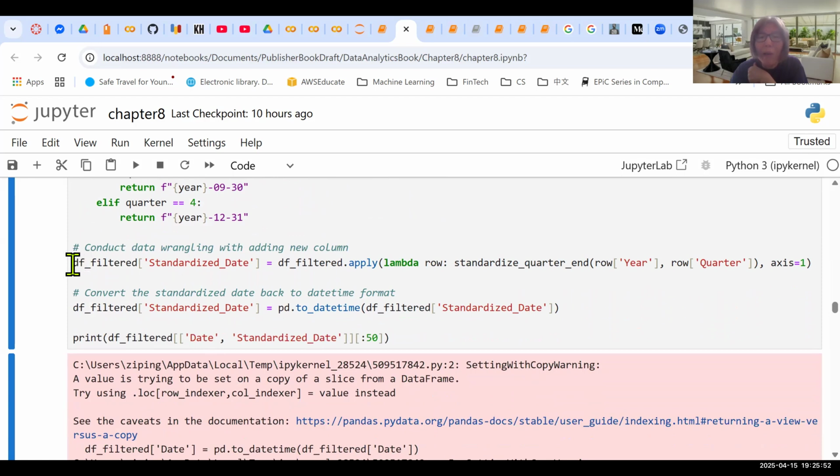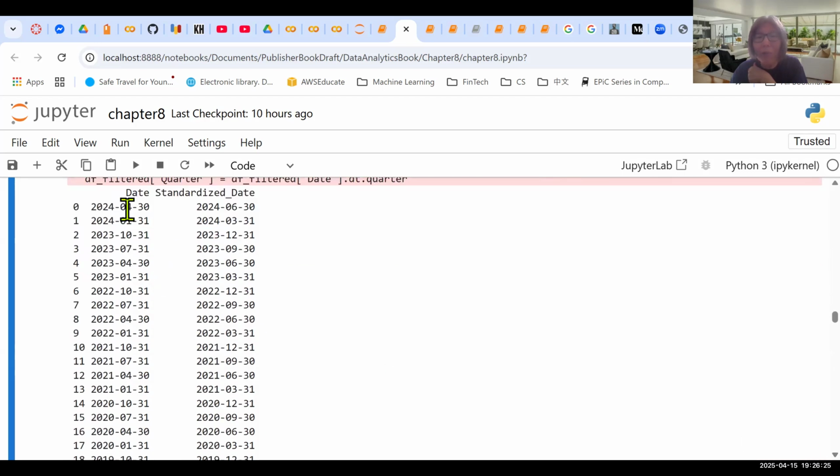Then we create this standardized new column. We apply the above function to convert the end of quarter date to the standardized date. After that, we also do the conversion, and then we can take a look at some of the values. If you take a look, you will see that now it's standardized for each quarter. Previously, it's not standardized.